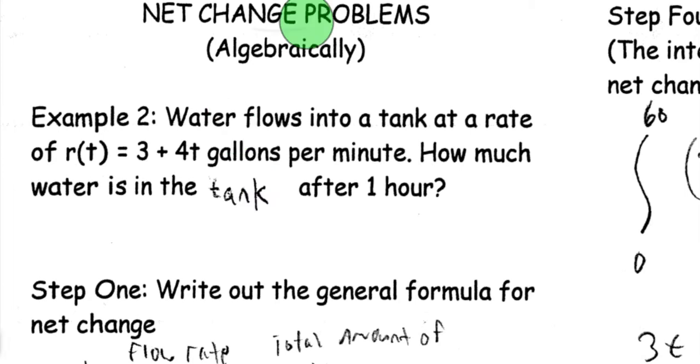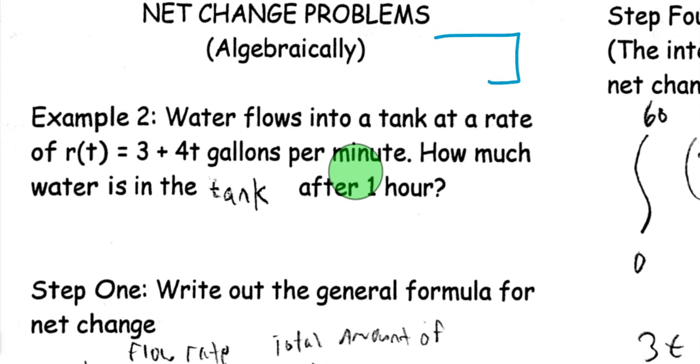Okay, we're going to look at another net change problem. This one's actually going to be easier than the marginal cost one. Let's go ahead and read this together. It says water flows into a tank at a rate of R of T equals 3 plus 4T gallons per minute. I want to go ahead and just kind of show you a picture.